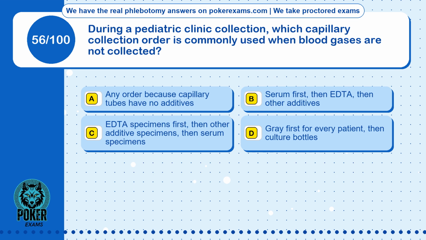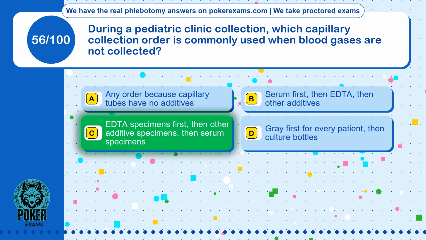Question 56. During a pediatric clinic collection, which capillary collection order is commonly used when blood gases are not collected? Option A. Any order, because capillary tubes have no additives. Option B, serum first, then EDTA, then other additives. Option C, EDTA specimens first, then other additive specimens, then serum specimens. Option D, gray first for every patient, then culture bottles.